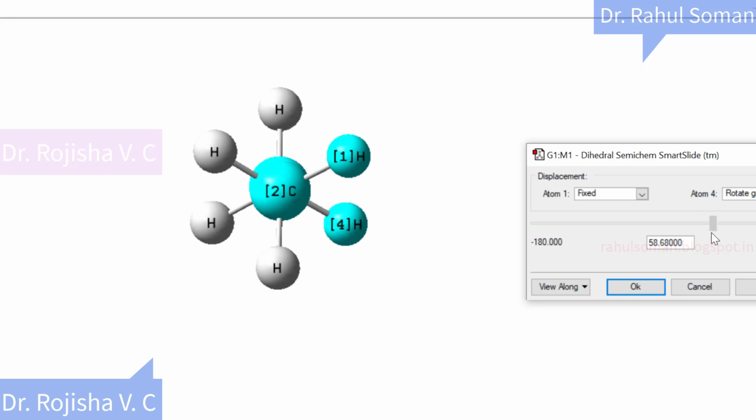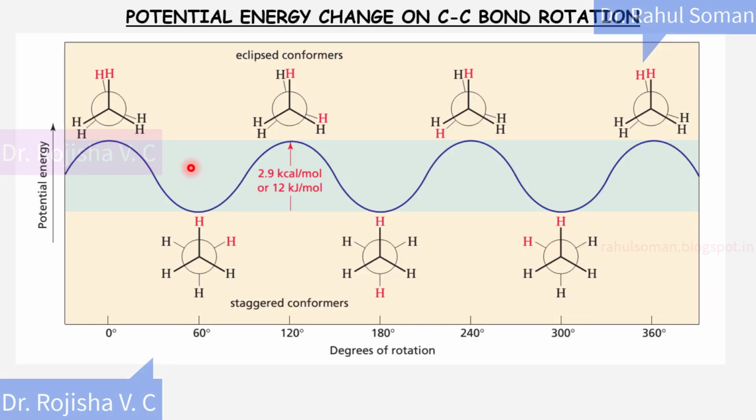We can make this 60, and in 60 itself, many rotations are possible. Here many energy states are there. If this hydrogen atom and the backside hydrogen atom are just overlapping, that is the eclipsed form. In the eclipsed form, coming back to back, it will have a lot of repulsion.